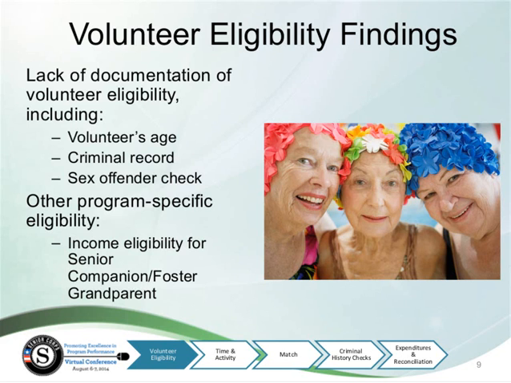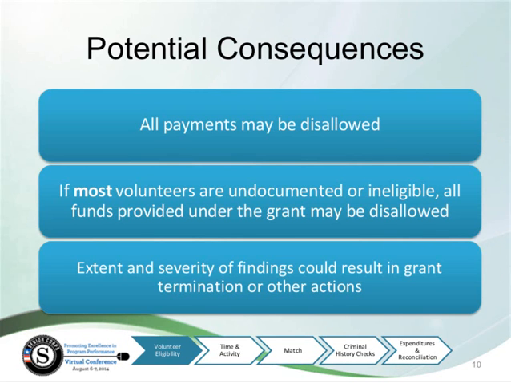So what is the potential consequence of not having these volunteer eligibility requirements? There are several potential consequences of volunteer eligibility compliance issues. Some are severe, and this includes all payments may be disallowed, including any stipends or volunteer reimbursements on the volunteers who don't have the documentation, or if all or most of the volunteers are undocumented or ineligible, all funds provided under the grant may be disallowed. And if the extent and the severity is even further than that, then the whole grant could be terminated or other actions brought up. So it can be pretty severe, and that's why these are very important to keep track of.